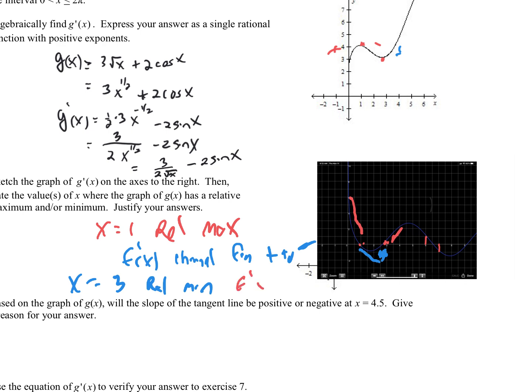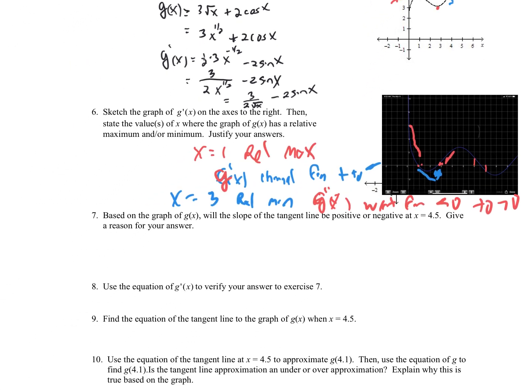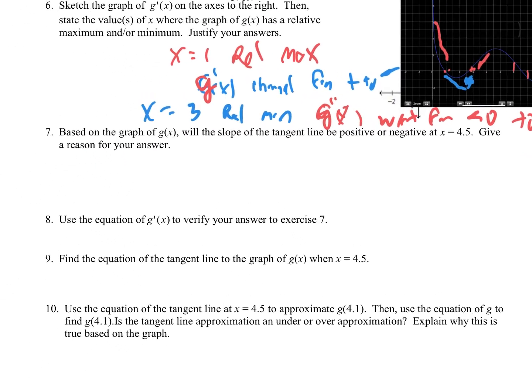f prime of x, was it f or g? I'm sorry, it was g. g prime of x went from less than 0 to greater than 0. Okay, that's all he wanted. A lot of work to get that graph.